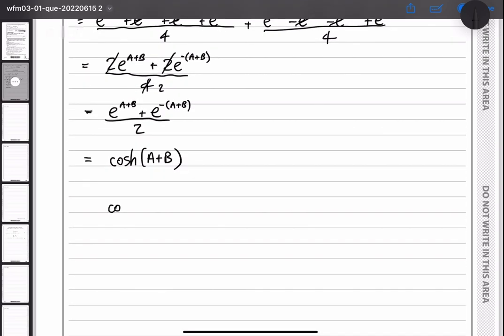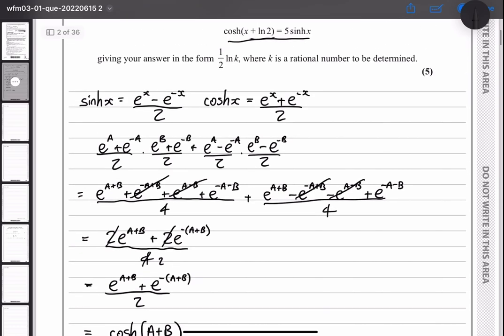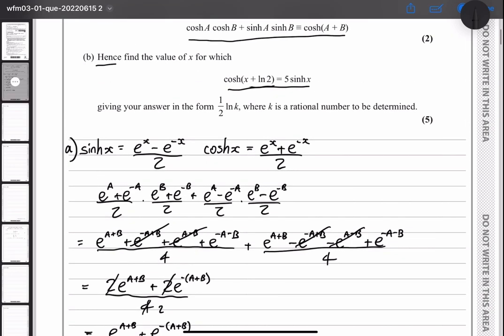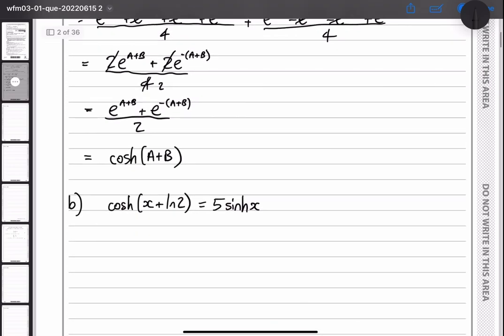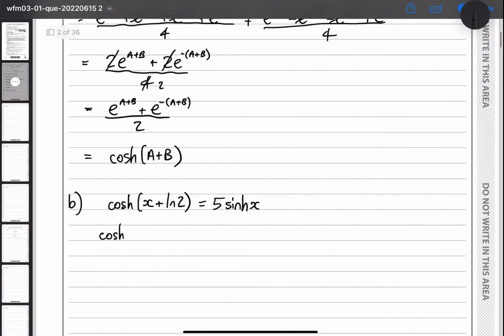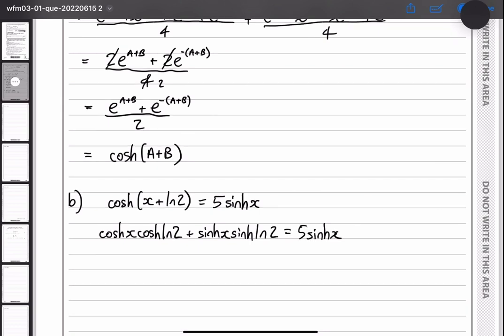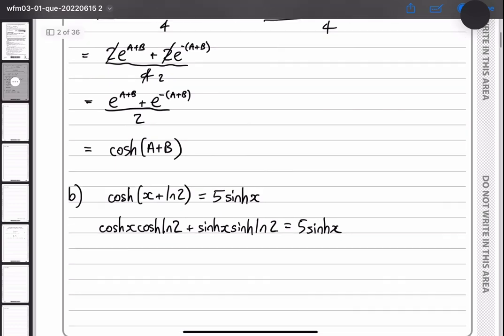So we've got cosh of x plus log 2 is equal to 5 sinh x. I should make it clear for the examiner that I've started part B. And we're using what we've just proven. So this becomes cosh x, cosh log of 2, plus sinh x, sinh log of 2 is equal to 5 sinh x. And then if your calculator can do cosh log of 2 and sinh log of 2, then great.